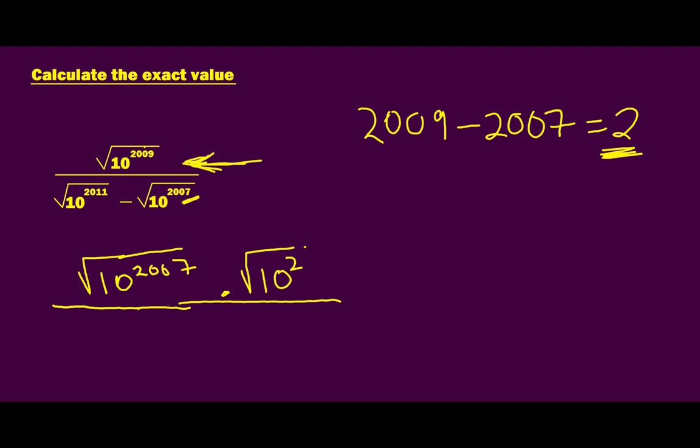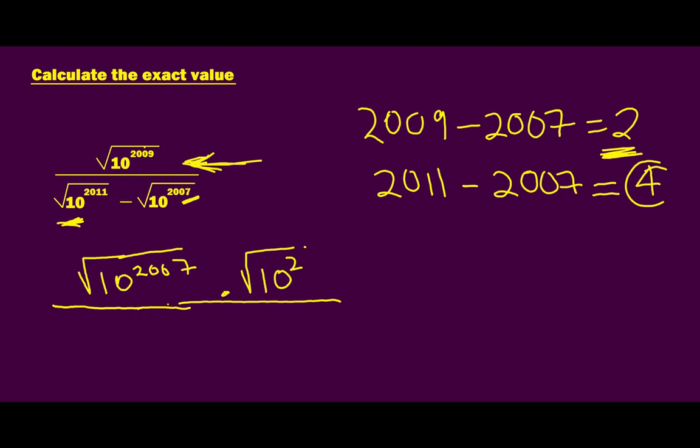Then from here we're going to deal with the denominator. So we have exponent of 2011 from the first term, as you can see here. So we're going to say 2011 minus 2007 as our smallest exponent. Then this equals 4.